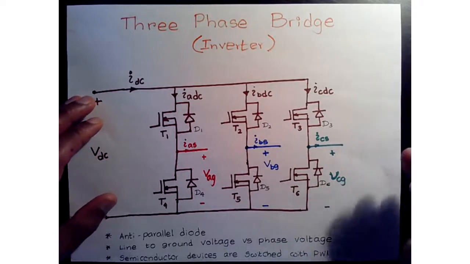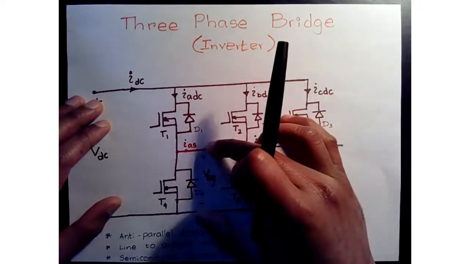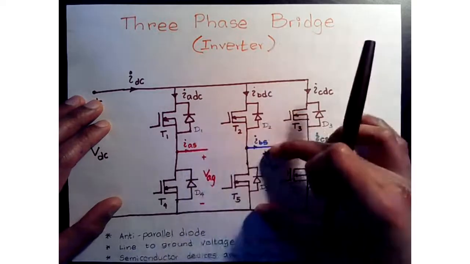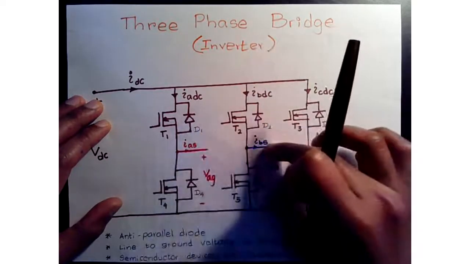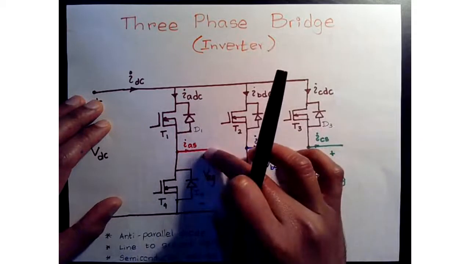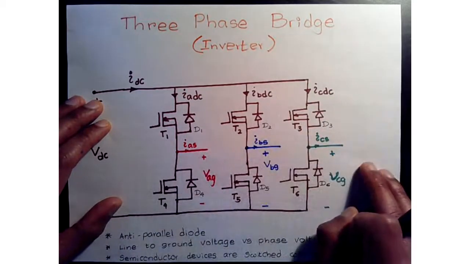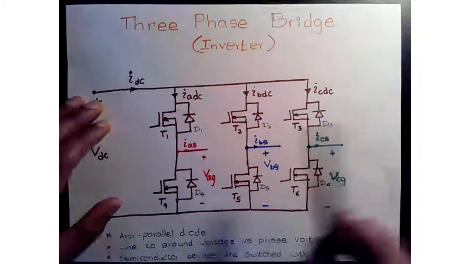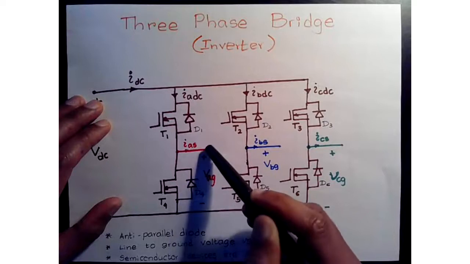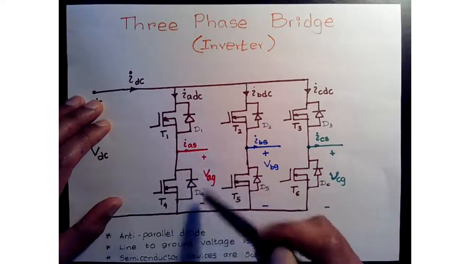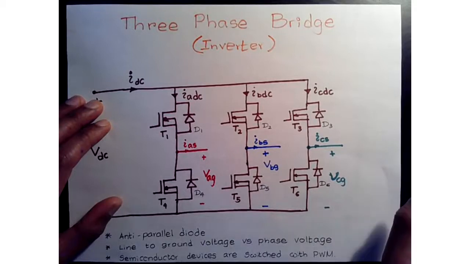So before we go that far down, let's first study what these VAG, VBG, VCG voltages, the phases with respect to ground, would look like at different switch combinations. That's the primary focus. So this is basically ground to phase or phase to ground voltage, not the motor voltage that we apply.